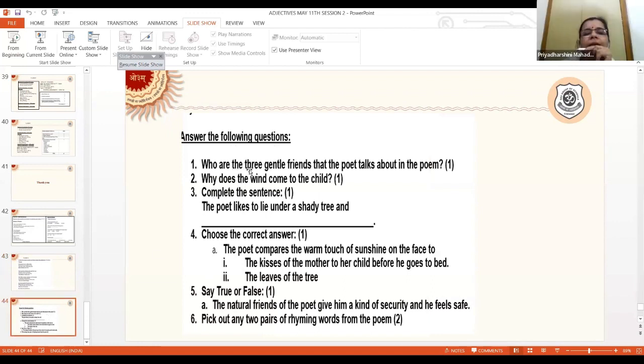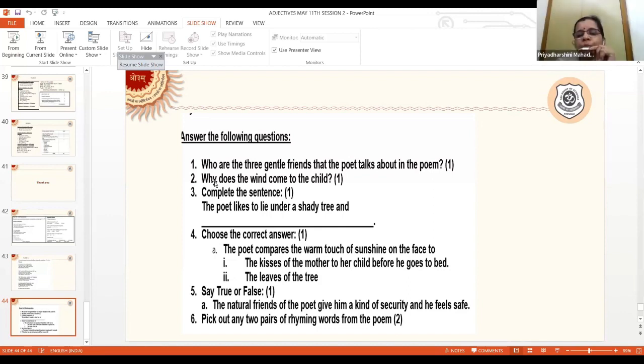So here again, you have to see while framing questions. You can frame WH questions, one or two like this. Then you can have complete the sentence also, either fill in the blanks or complete the sentence. For class 4 and 5, you can always have complete the sentence. So one part of the answer you give, you ask them to write the other part. Then choose the correct answers, where you give the options and ask them to choose the correct answer. Then one true or false.